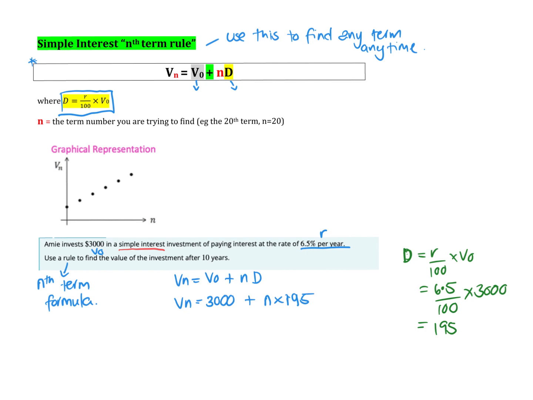Okay, so they want me to find what happens after 10 years. That means V10. So if I'm changing it to V10, that means in that formula, every time I see the N, I'll put a 10. So it'll be 10 times 195, and then you work that out. Just use your calculator. It'd be 3,000 plus 195 times 10, which is going to be 4,950.